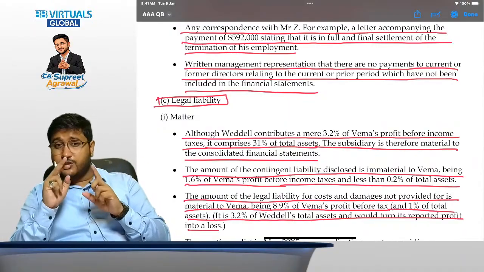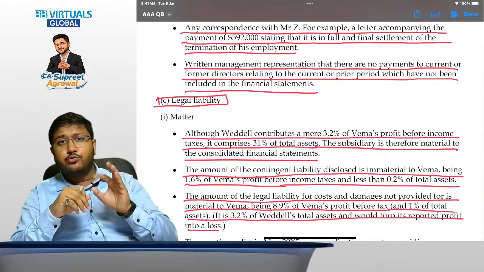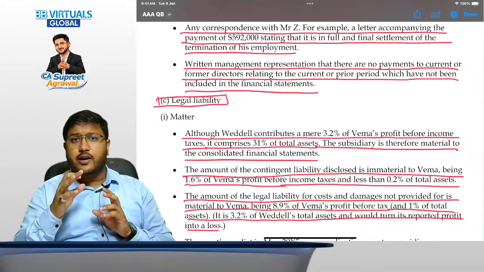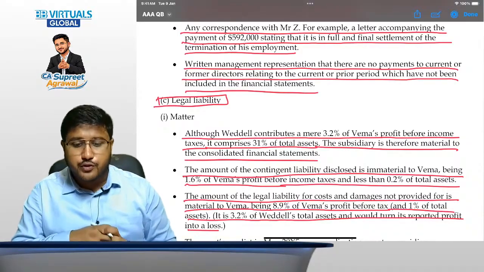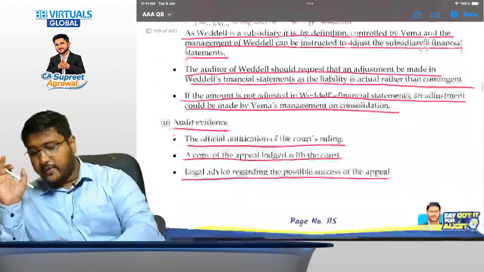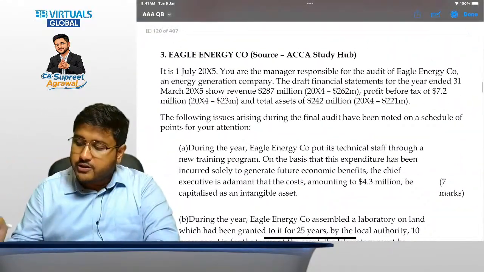Yesterday we conducted a session where I specifically told you how to draft the writing for an audit procedure. How do you draft the audit procedure? You have to follow the same procedure here. No changes should be made. Understood? Now let's jump to question number 3 here.